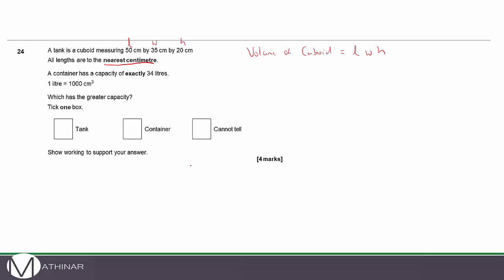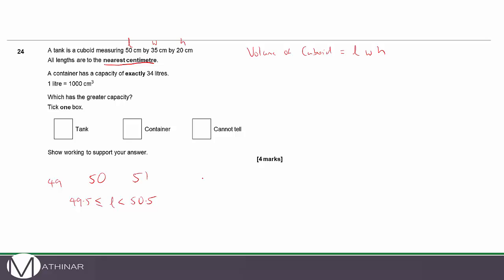And what we need to do is work out the upper and lower bound for each of those measurements. So we have 50. Now that 50 is measured to the nearest centimetre, so the next value up will be 51, and the value down will be 49. Halfway between these will be 49.5, and halfway between these will be 50.5. So that's your lower bound of length, and that's your upper bound for the length.